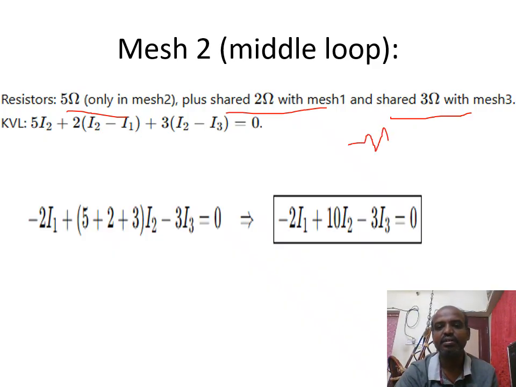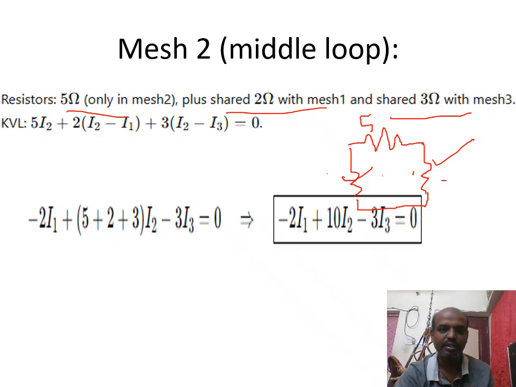So this is our 5 ohm resistor. Here we have one more resistor. Here also we are having one more resistor. So this resistor is shared with first loop and second loop. So this resistor is shared with second loop and third loop. So that is what we have mentioned in this line.